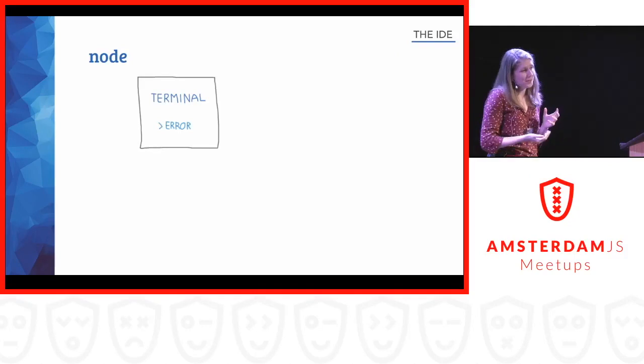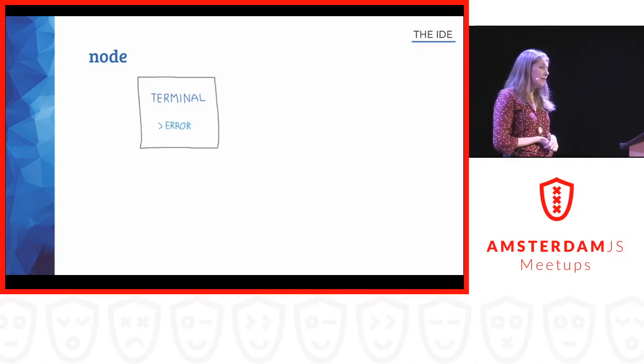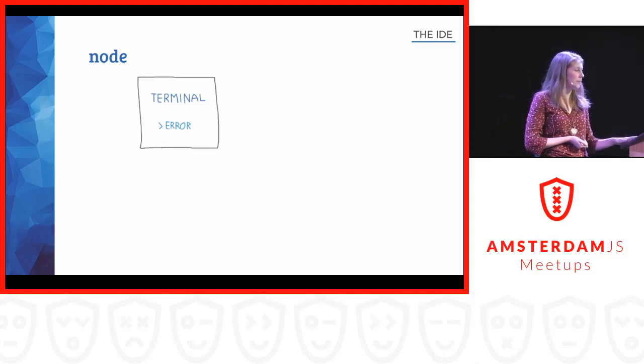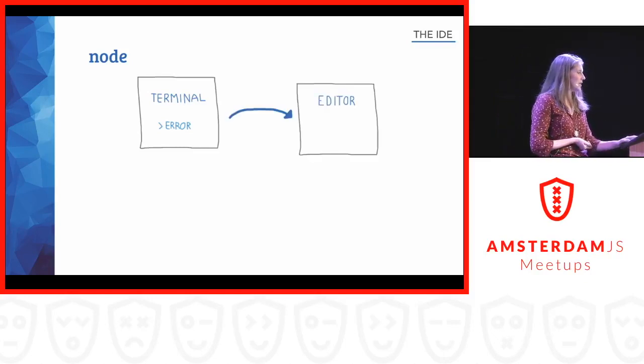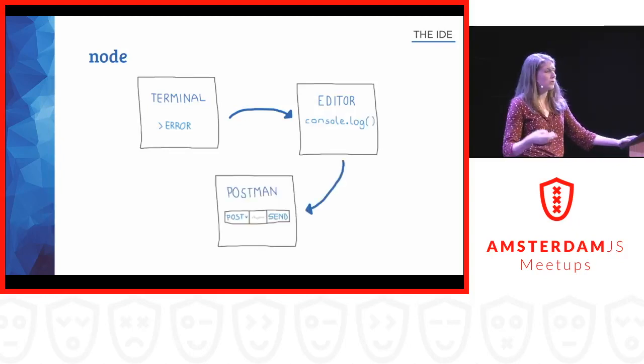So yeah, similar situation occurs with Node. So a typical workflow if we're dealing with, say, a Node API might be something like this. We start with an error in the terminal. We switch to the editor, write a console log to check a variable. We switch to Postman or another terminal to run curl, or a browser to run our app, however we want to hit our API. Switch back to the terminal to see the results.